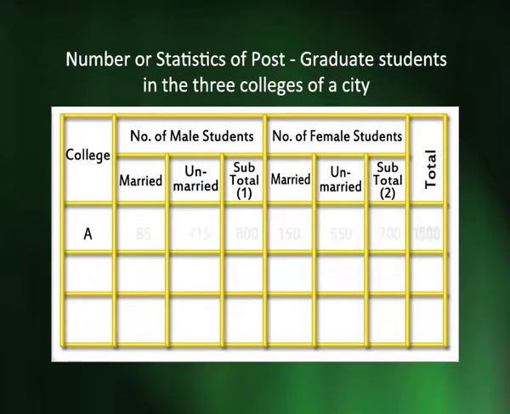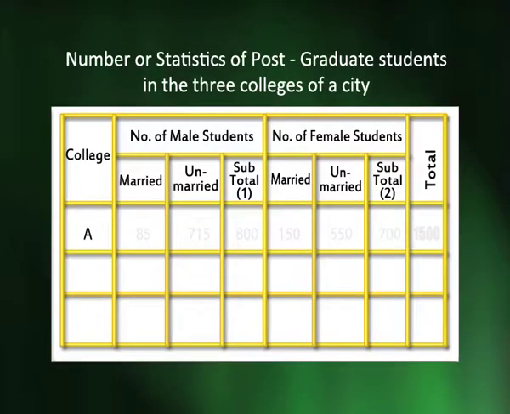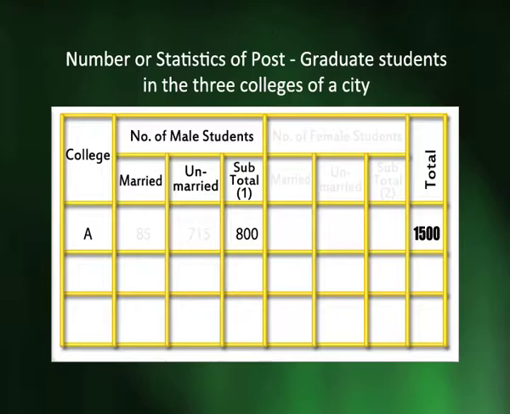of a city. In college A, there are 1500 students. In college B, there are 2250 students, and in college C, there are 1800 students. Further, the students are also classified as per their sex. For example, in college A, out of 1500, there are 800 male students and 700 female students.